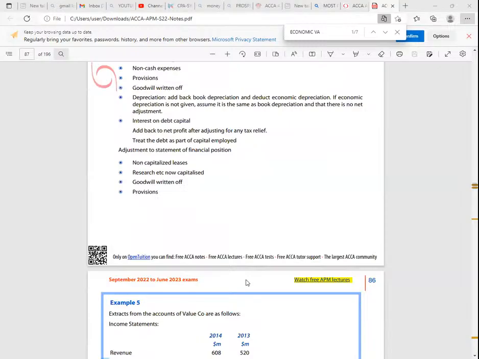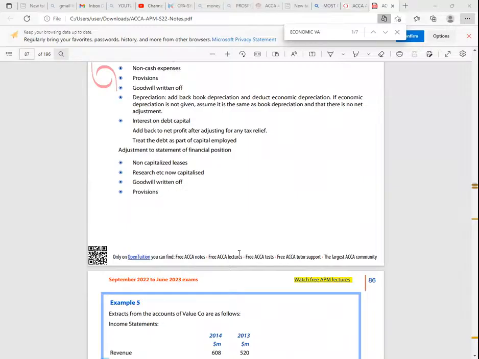Adjustments to the statement of financial position, for the students who were in my last class: we said that any non-capitalized leases have to be capitalized. Research, etc., now has to be capitalized. Any goodwill that was written off in previous years has to be written back. Provisions, ladies and gentlemen, you have to take them back to the balance sheet. And then they are giving us a good example. Let me go through the charts first of all.